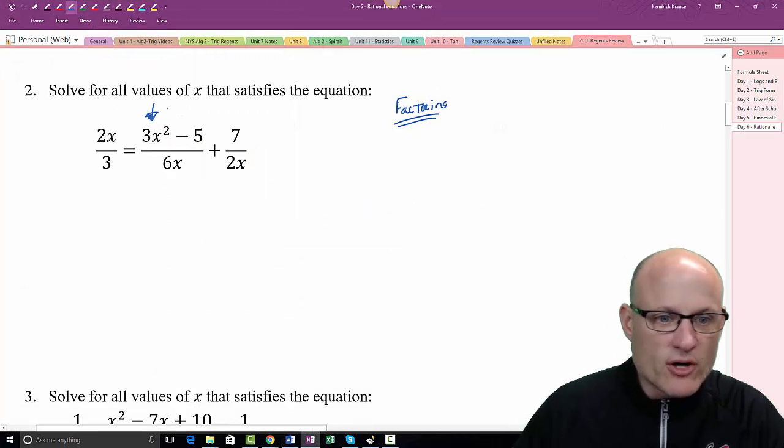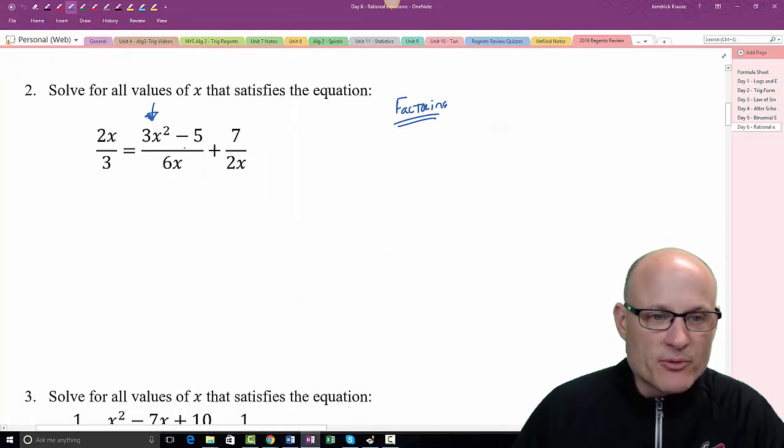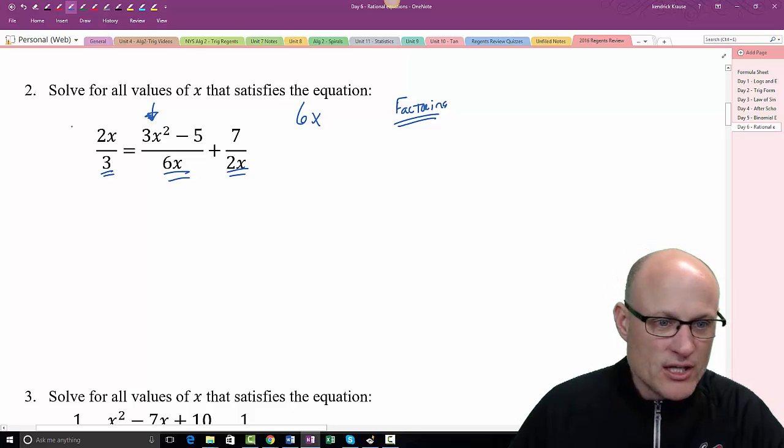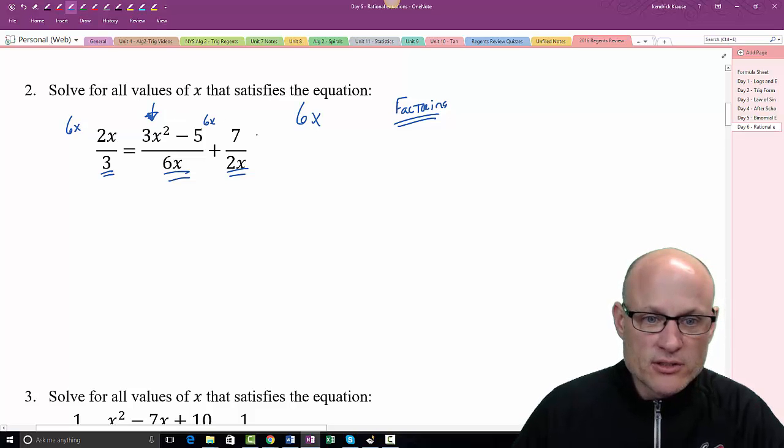All right, everything's gone. Okay, so the common denominator between 6x, 2x, and 3x. Well, the smallest number that they all divide evenly into is 6, and there's an x, so my common denominator is 6x. So I'm going to put a 6x here, a 6x here, and a 6x here.